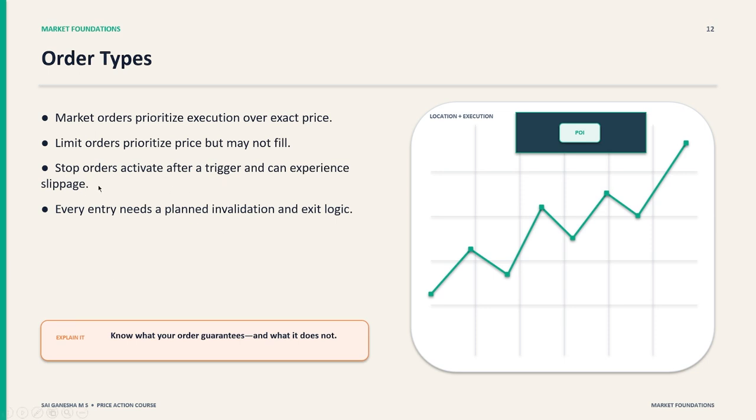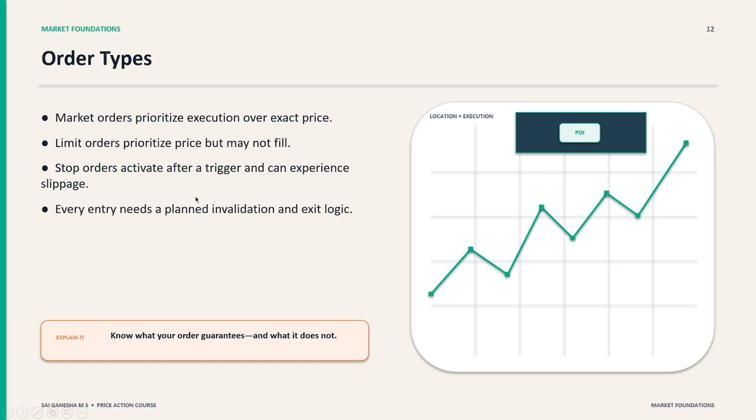Now, if we come to stop orders, a stop order becomes active only when price reaches a particular trigger level. For example, suppose a stock is trading at 500 and there is a resistance at 510. I don't want to buy while it is below that resistance. I only want to enter if price crosses 510, so I can place a buy stop order above 510. Once price reaches that level, the order becomes active.